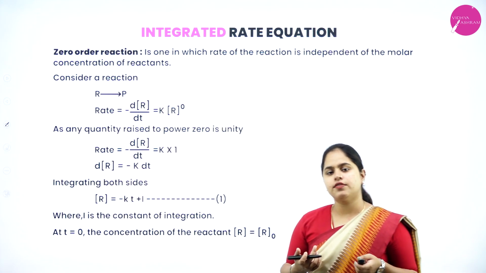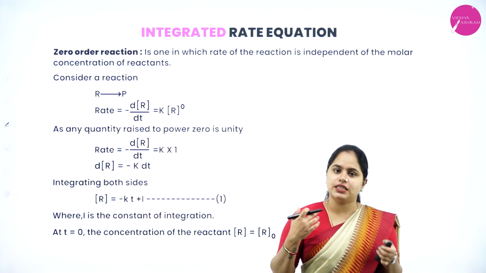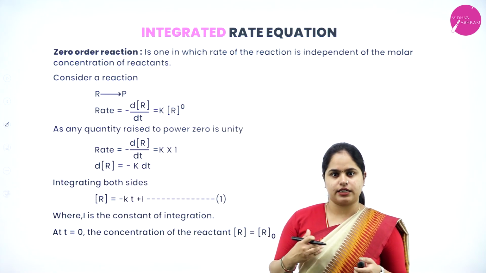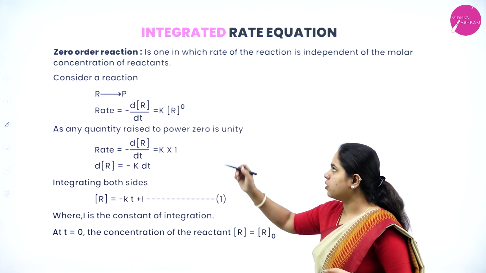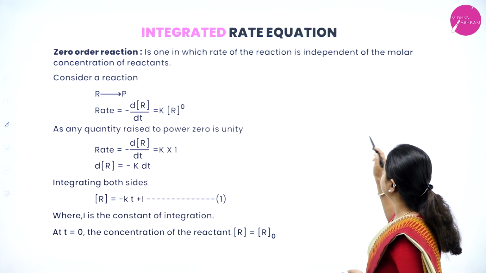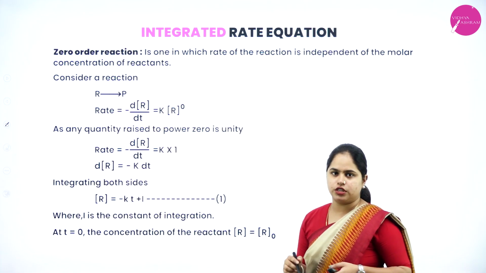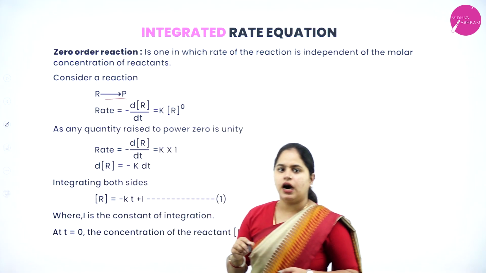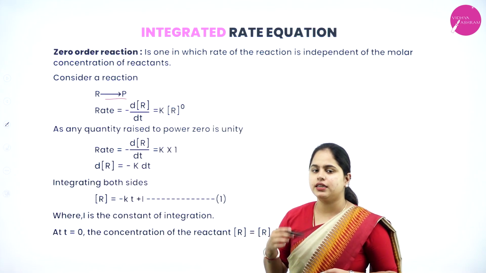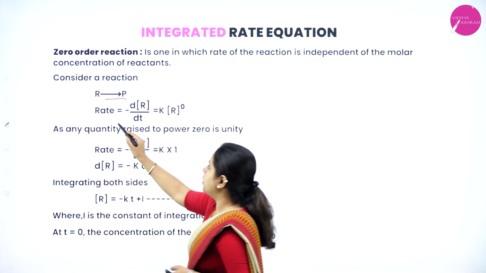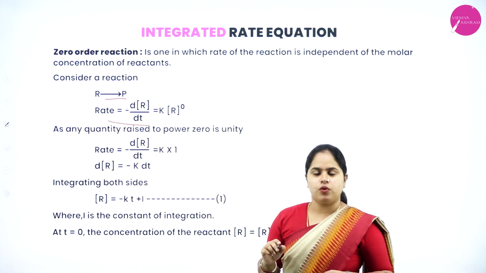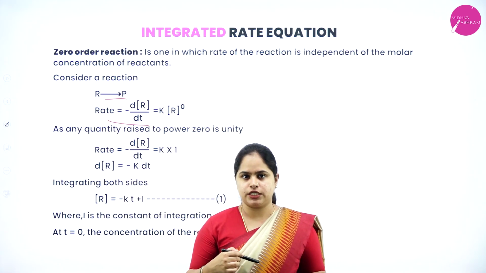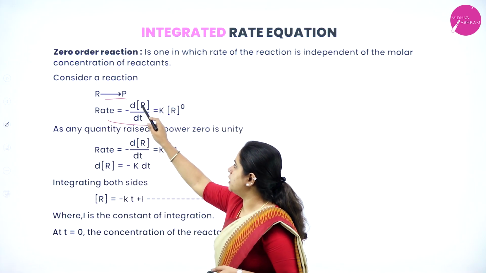Already we have studied what a zero order reaction is. The rate of the reaction will be independent of the concentration of the reactant. So a zero order reaction is the one in which the rate of the reaction is independent of the molar concentration of the reactant. If we consider a general equation, R giving P, where R is the reactant and P is the product, rate will be equal to minus dR by dt, or minus d by dt of R. This is the differential rate equation, right?